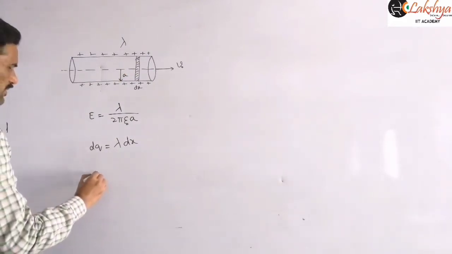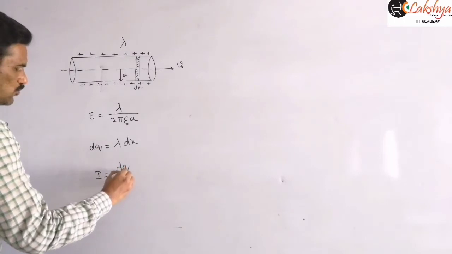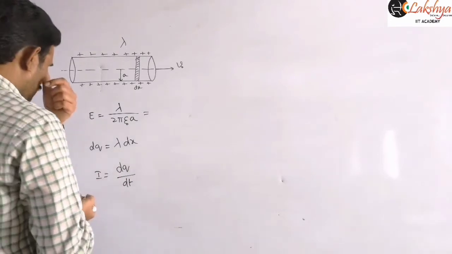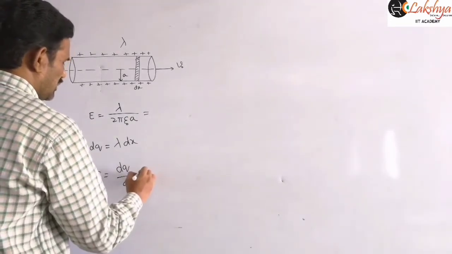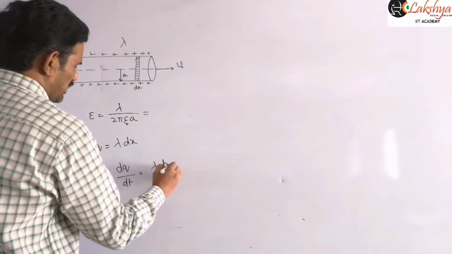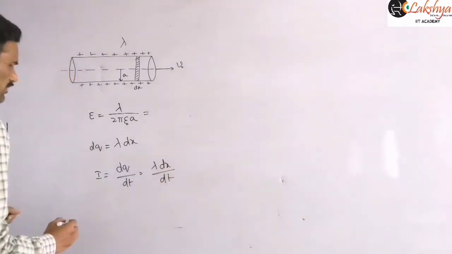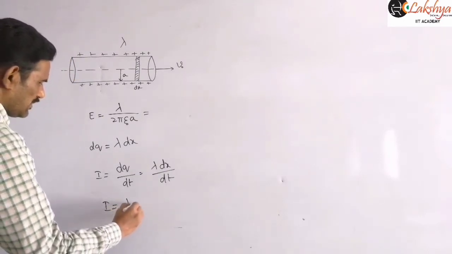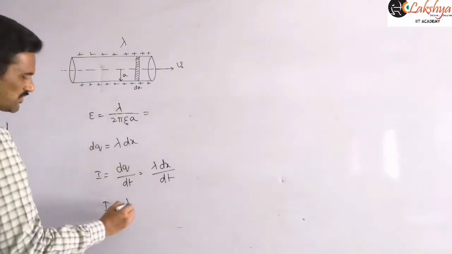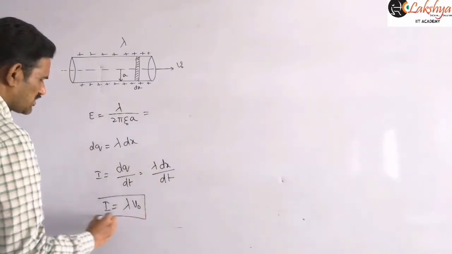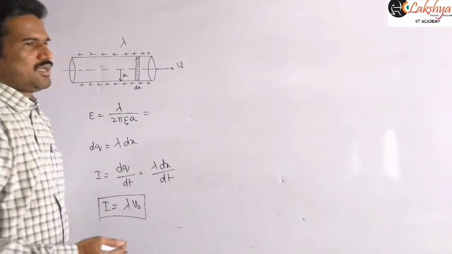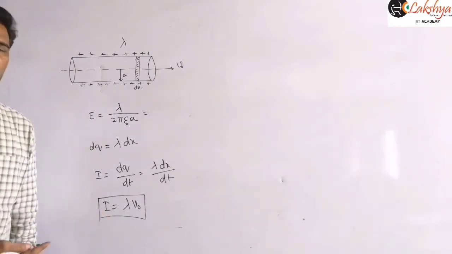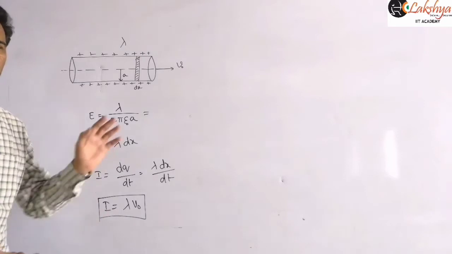I can write the current expression as dq by dt, which is lambda into dx by dt. This dx by dt is nothing but the velocity of the rod. So lambda into V naught gives the current flowing in that path, right. If lambda is given directly, we can find the current flowing in that path like this. In some cases, instead of lambda, they will give the electric field.